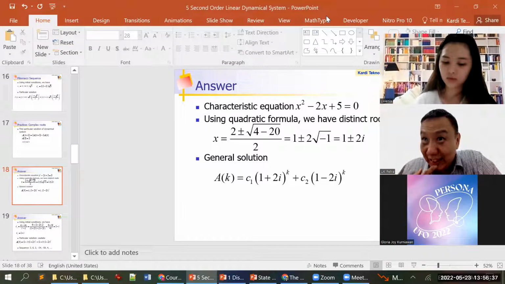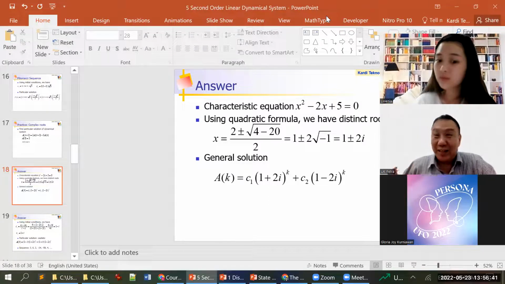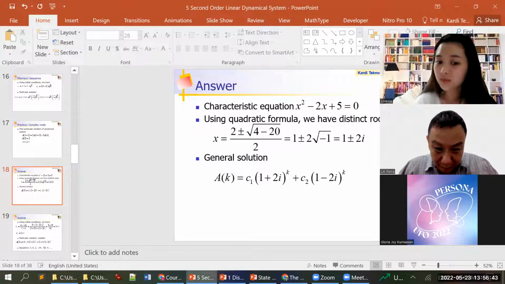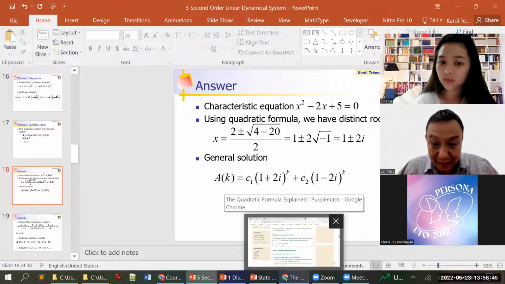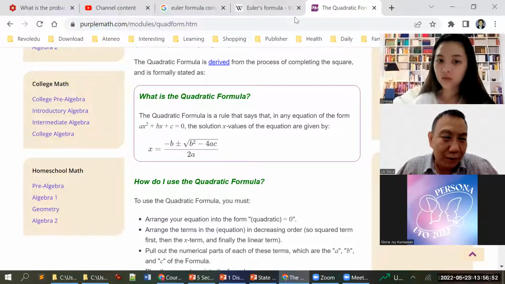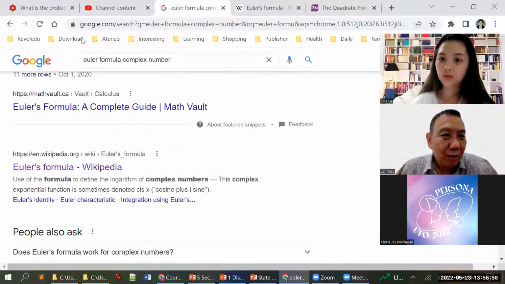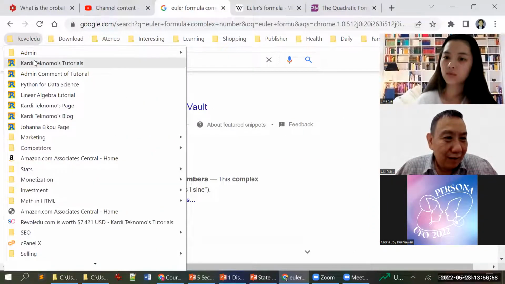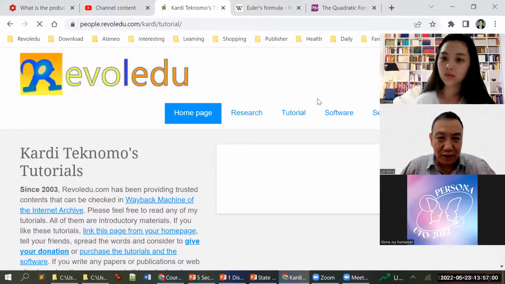Did you learn it? I did not know. Complex numbers, yes. I think I made a tutorial on complex numbers a long time ago. Let me check if I have it. Are we supposed to learn this in high school? Oh, you did. Okay, good.